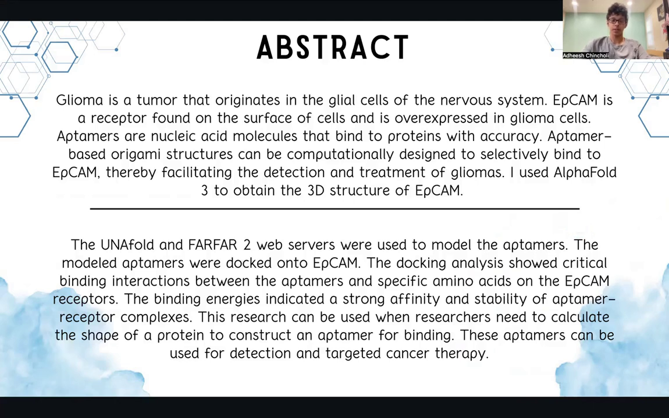Glioma is a type of tumor that arises from the glial cells of the nervous system. It's one of the most aggressive and deadly forms of brain cancer. In this study, I focused on the EpCAM receptor, a cell surface protein that is highly overexpressed on glioma cells' surface, but not in normal cells. This makes it an ideal biomarker for targeted therapies.